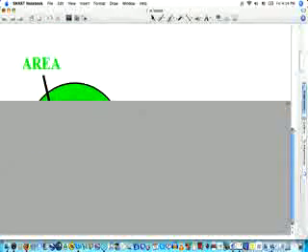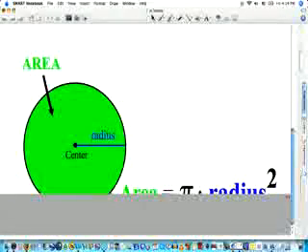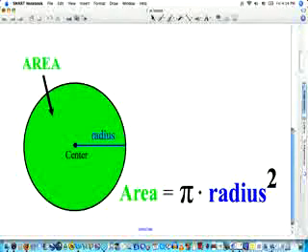Also, pi is used in the area of a circle, where the area of a circle, represented by the green here, is equal to pi times the radius of the circle squared, where radius is just half of the diameter, or just the distance from a point on the edge of a circle to the center of the circle.